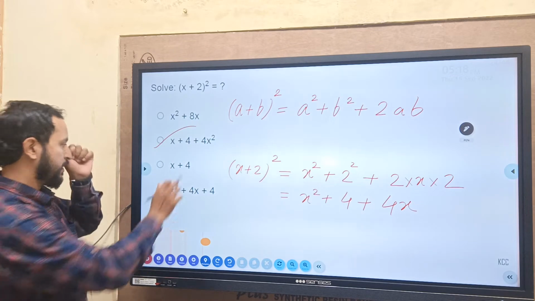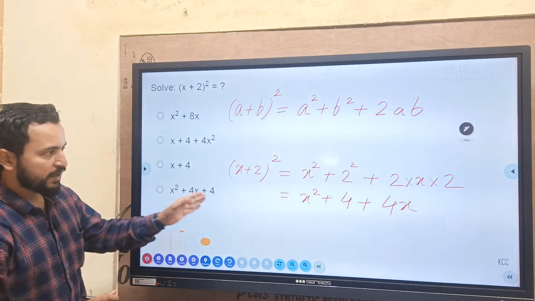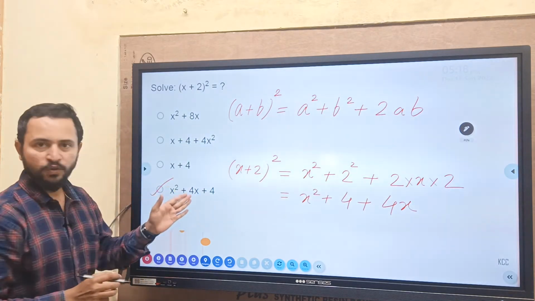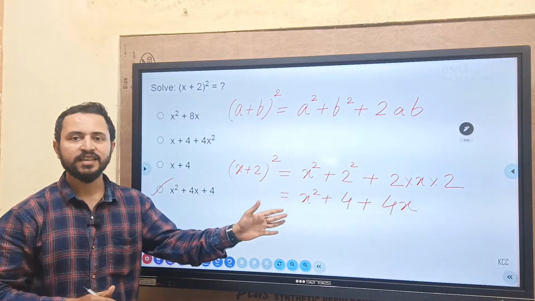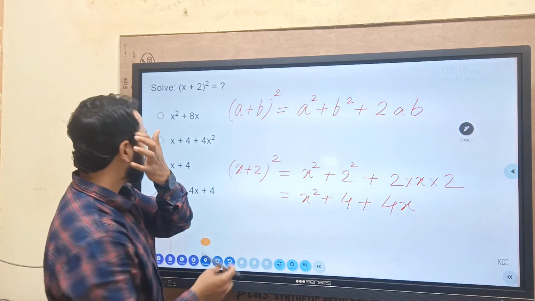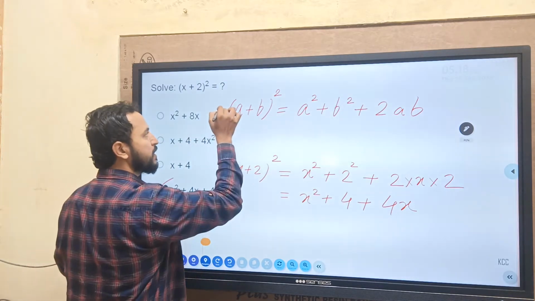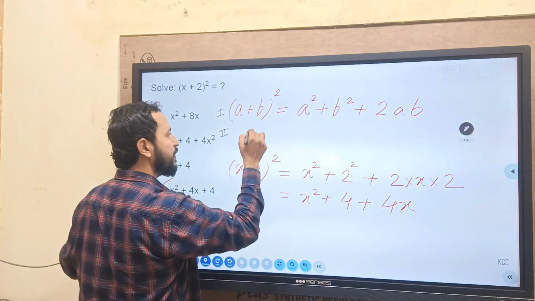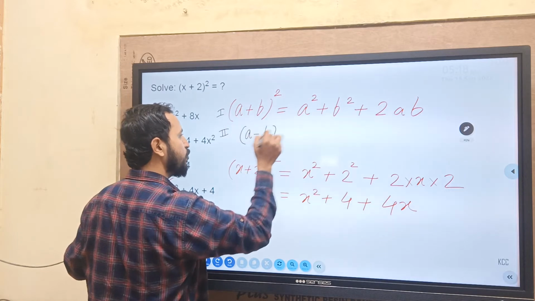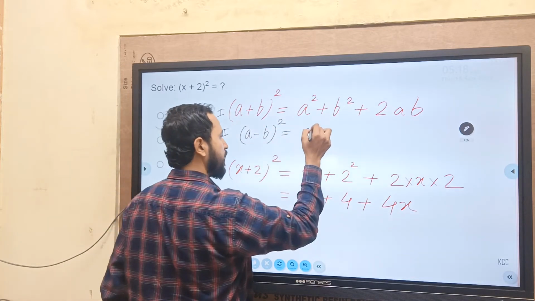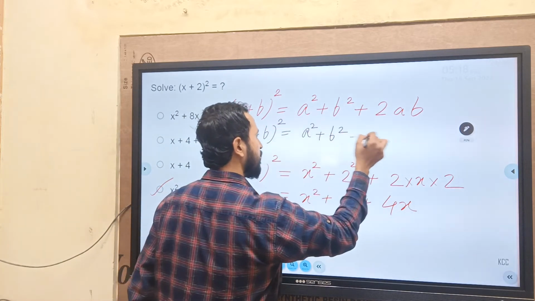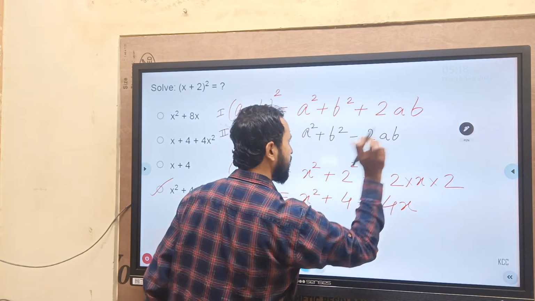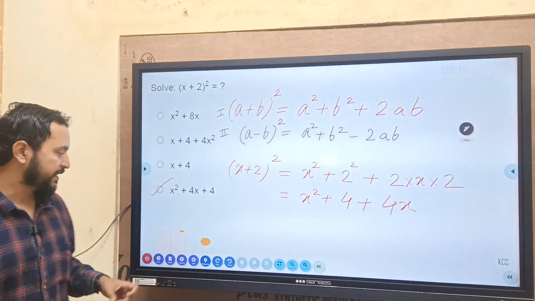This is not there. Option C, D, x square plus 4x plus 4, that's the answer. One more formula you just remember. If this is negative, everyone write down: a minus b the whole square is equal to a square plus b square minus 2ab. This formula you have to remember.